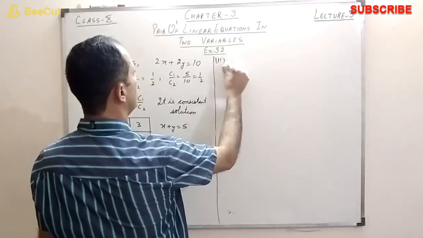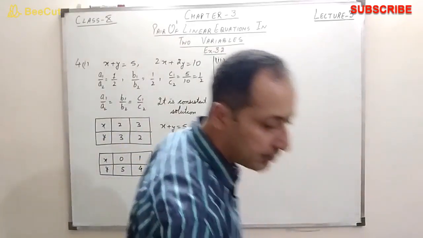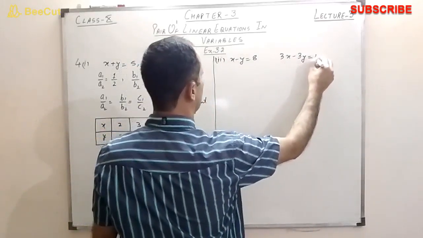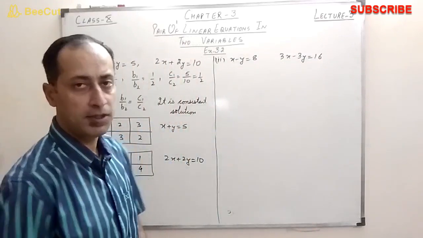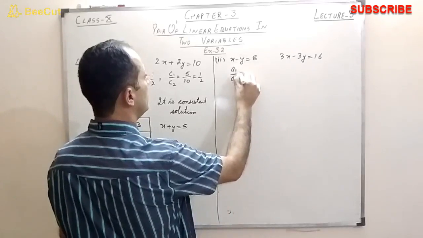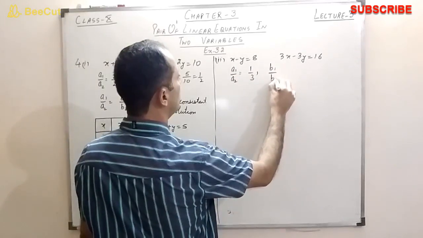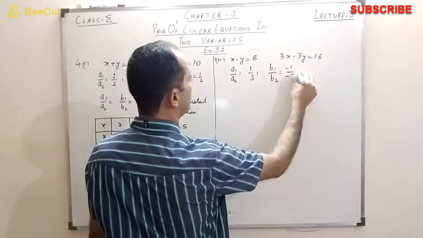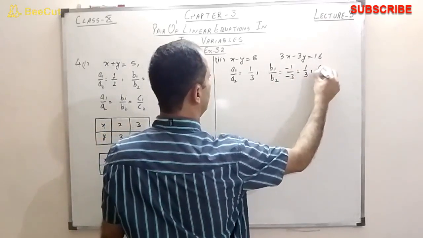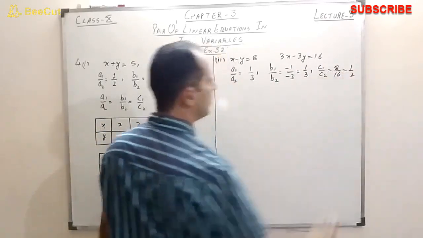In the second part, the equations are given as x minus y equals 8 and 3x minus 3y equals 16. So these are the two equations. First of all, we compare the ratios. So a1 upon a2 is 1 by 3. Then b1 by b2 is minus 1 by minus 3. Cancelling the negative sign in the numerator and denominator, we get 1 by 3. And then c1 by c2 is 8 by 16. This becomes 1 by 2.